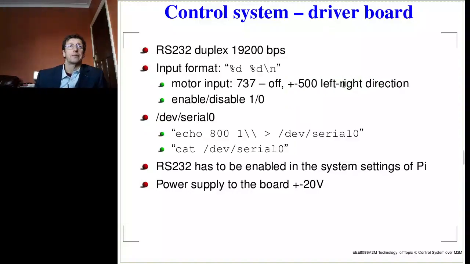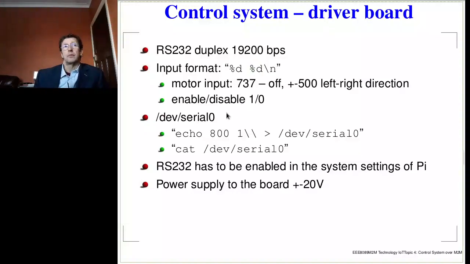So it's left-right direction. The second number corresponds to enable/disable. So it's 1 enable, 0 disable. For us this is quite useless, but we have to use it anyway, so normally it will be fixed to 1. Why would you want to disable it? If you want to stop, just output 737, it will just stop. In our case, it will be a PID controller which does not need to switch things, it needs to gradually adjust things. So this second number we don't use.